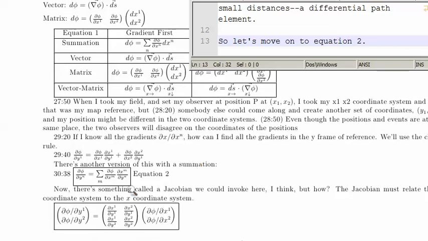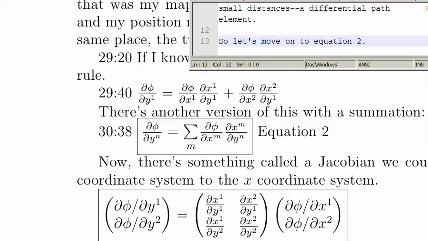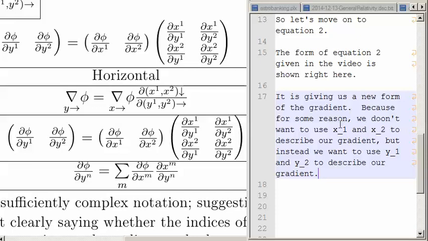We'll go down here. Here's equation 2. Make that bigger again. And it says what? The form of equation 2 given in the video is shown right here. It is giving us a new form of the gradient because for some reason we don't want to use x1 and x2 to describe our gradient, but rather we want to use y1 and y2 to describe our gradient.